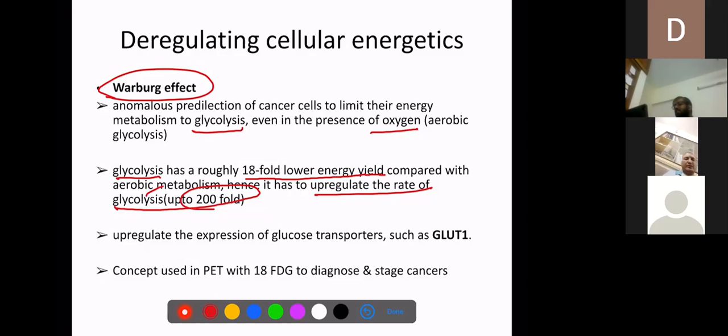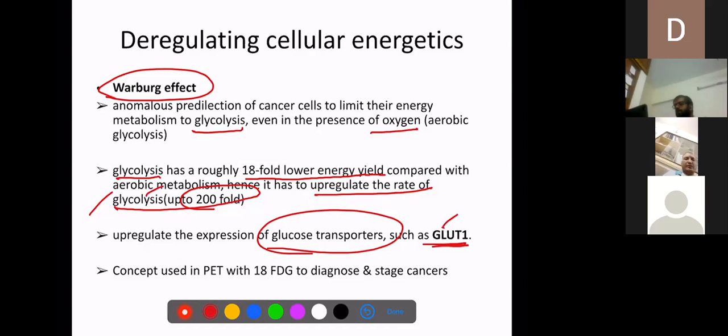These tumor cells are abnormal cells. They behave in an abnormal way. Normal cells undergo aerobic metabolism to produce energy. But here, though everything is available, they prefer glycolysis. They like only glycolysis. And during this time, it upregulates the expression of glucose transporters like GLUT1. Glucose transporter 1 is upregulated.